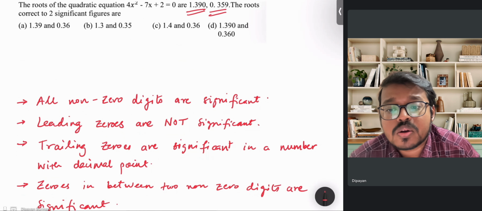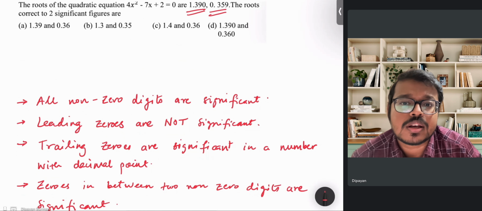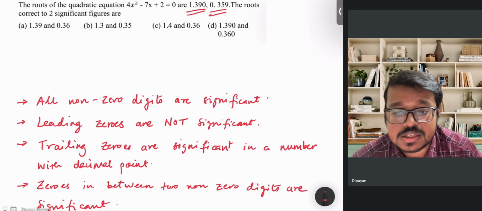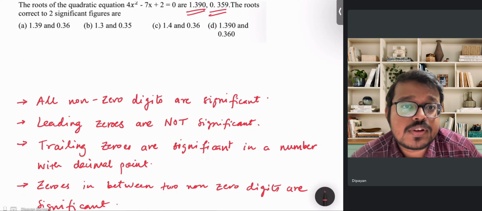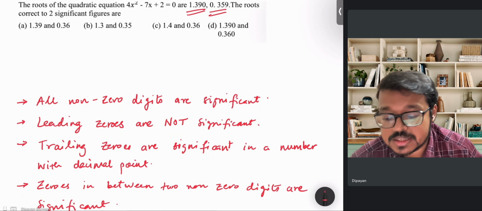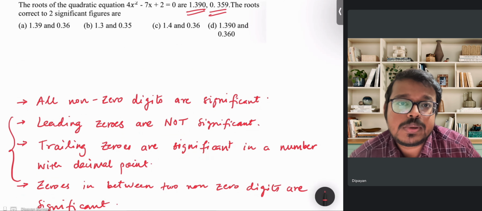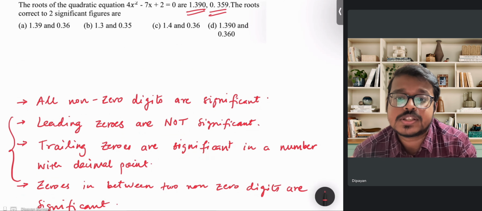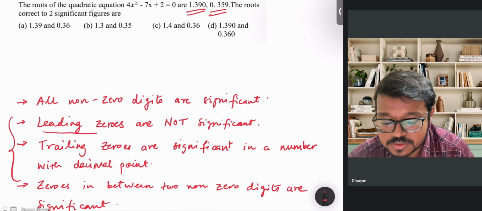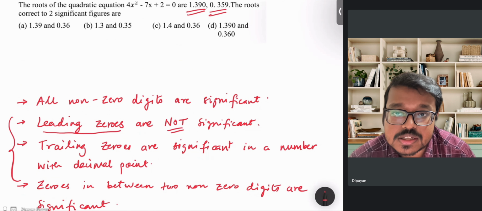First rule is all non-zero digits are significant. So in the number, any digit which is not zero is automatically significant. If we have a zero in the number somewhere, then there are three possibilities. Either the zeros will be at the start of the number on the left side. They are called leading zeros and they are not significant.